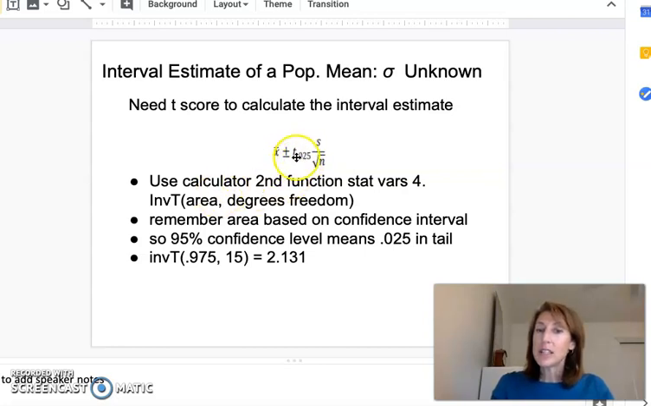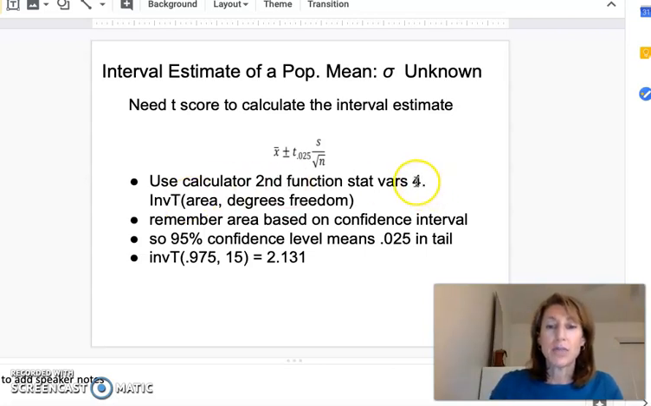Where do we get the t-score? I don't have a chart to tell you because we need the degrees of freedom. There's going to be variation in our t-scores, unlike with the z-scores. So we use our inverse t. Remember how we used to go to inverse norm? So go second function, stats, vars, go down to 4. That's what it is on my calculator. And do inverse t rather than inverse norm.